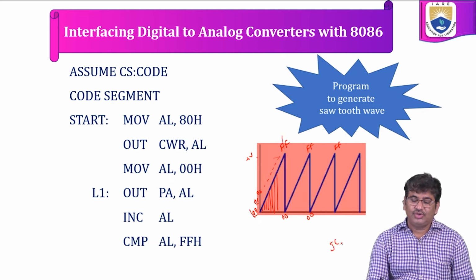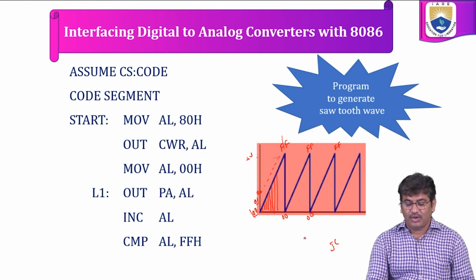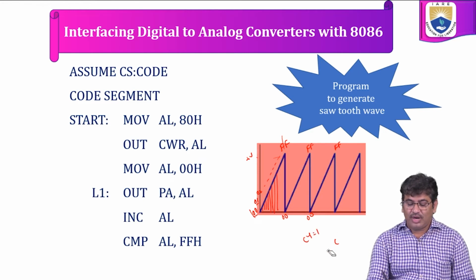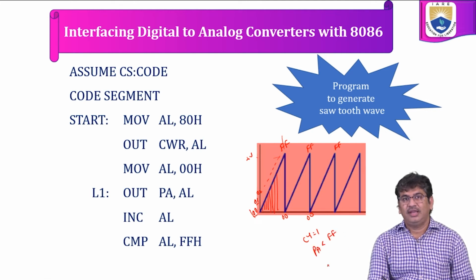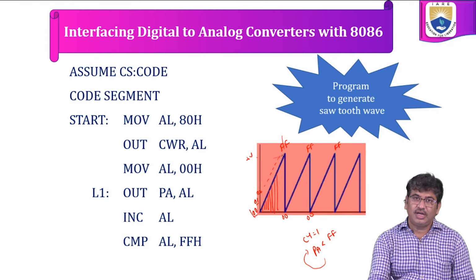So here it is going to generate the carry flag equal to 1. So whenever carry is equal to 1, it indicates the port A value is less than FF. Go for writing the value to port A. Whenever FF is done, that means this waveform is generated. Again we have to initiate from 0.